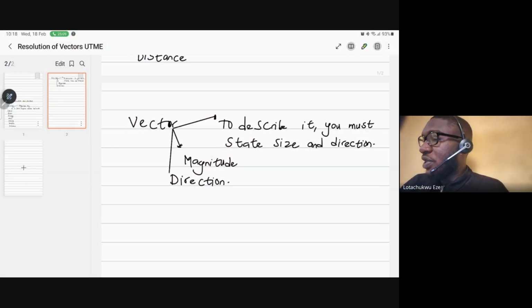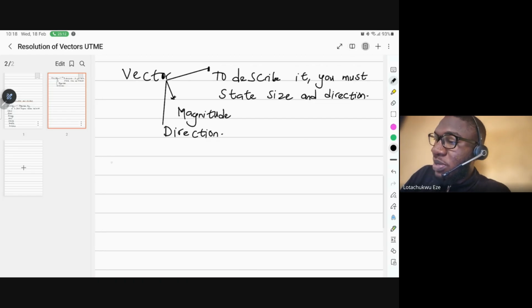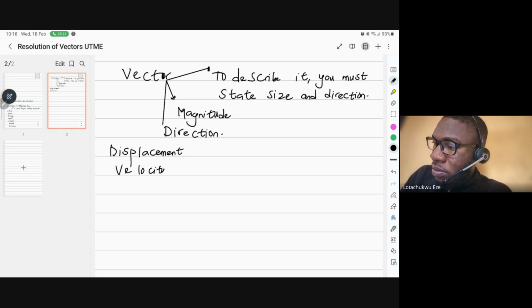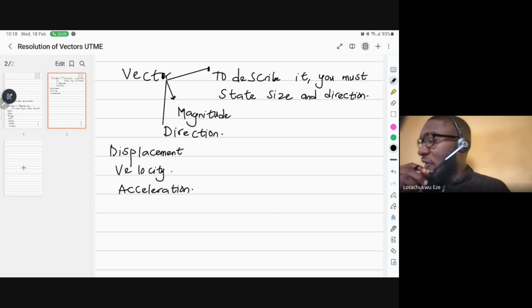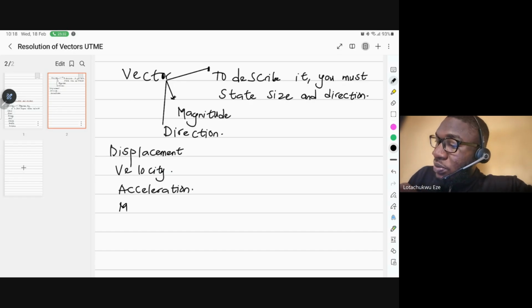An example of your vector quantities is displacement. Displacement is a vector quantity. Velocity is a vector quantity. Acceleration, we still keep into projection, your direction. Which other one can we talk about? I should have my momentum, which is mass times velocity. You can have your magnetic field strength.